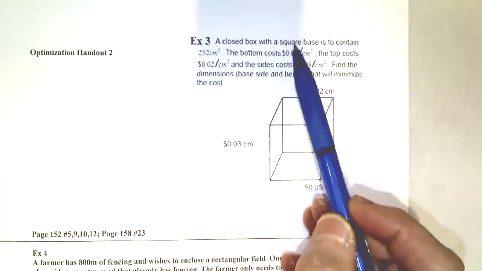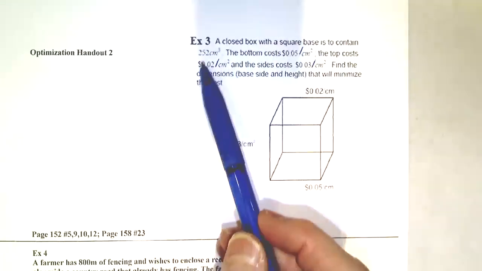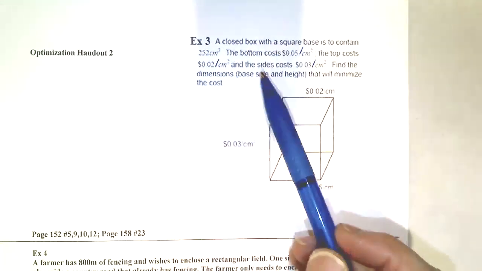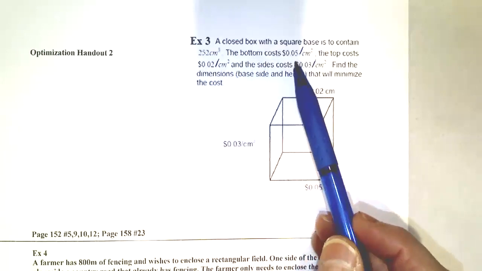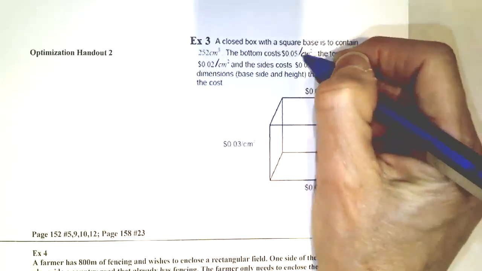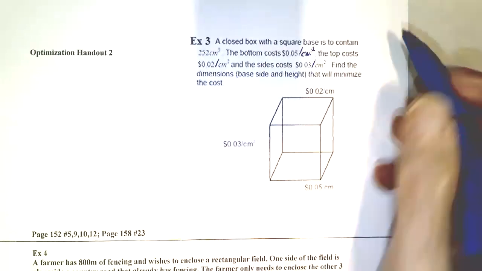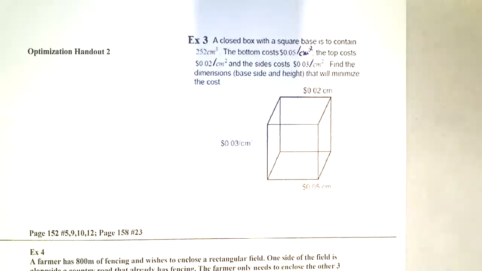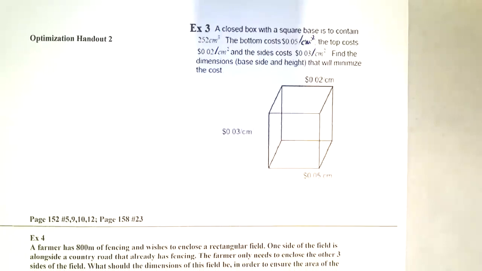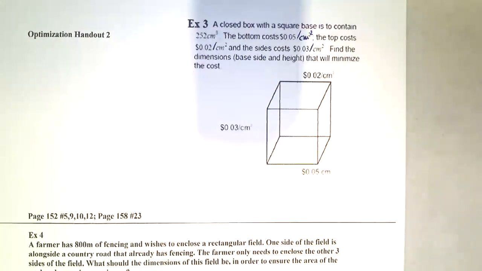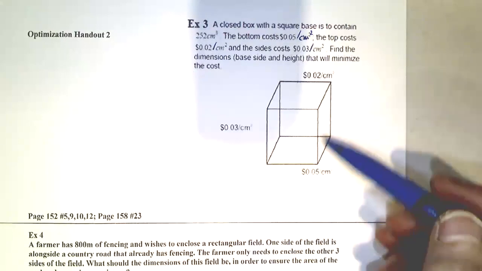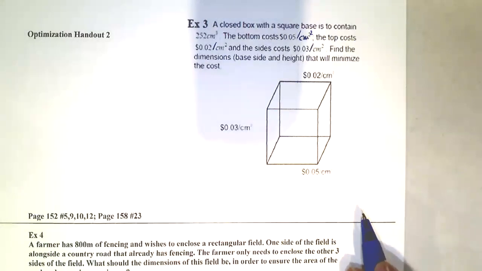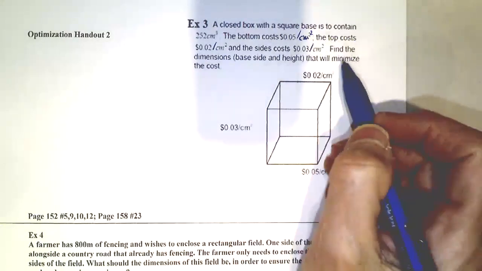It says it's a closed box with a square base, and it has to have a volume of 252 cubic centimeters. To create this box, the material that's used for the bottom costs 5 cents per square centimeter. The top costs 2 cents per square centimeter, and the 4 sides cost 0.03, 3 cents a square centimeter. We're supposed to find the dimensions, meaning the length, the width, and the height, so that the cost of creating this box is a minimum.